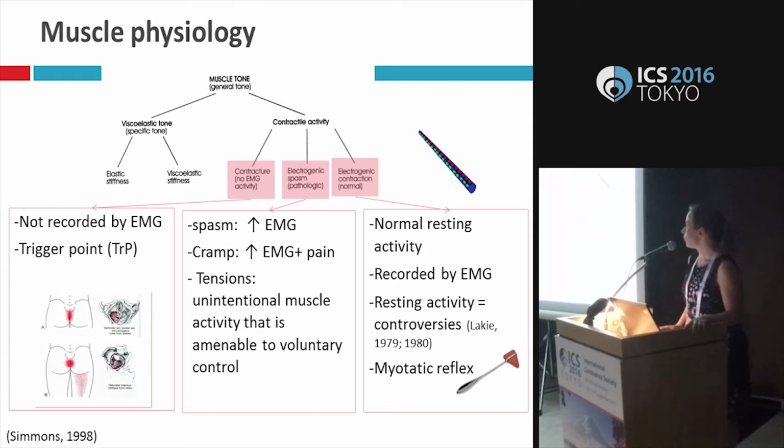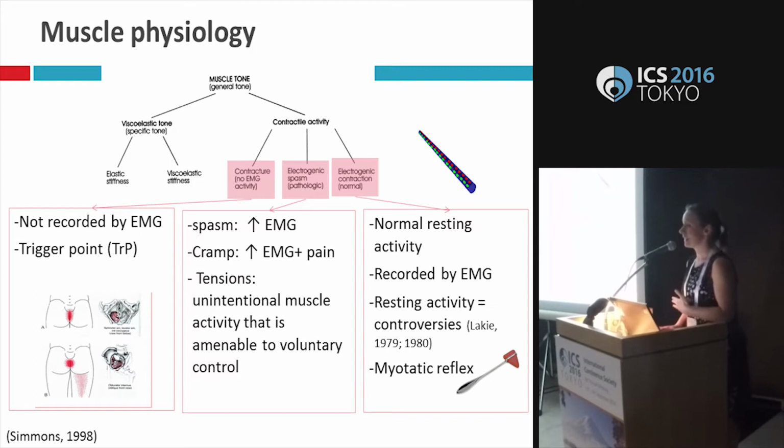So there are several sources of the contractile activity, the active component. The first source is electrogenic contraction, so the normal part. So is a muscle always active at rest normally? And can we record it by EMG, electromyography? I was surprised to find that in the literature, there's a lot of controversy if a muscle is active at rest. And now I'm talking about a muscle with no pathology, no pain. There's controversy, but it seems that in the pelvic floor, there is a tonic activity of the pelvic floor muscle. And this section also includes the myotatic reflex.